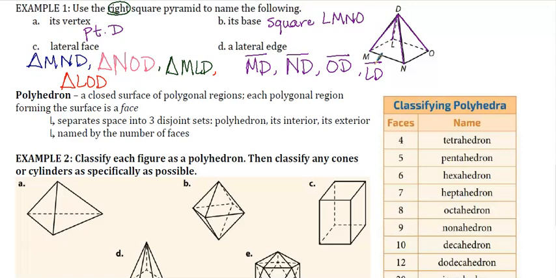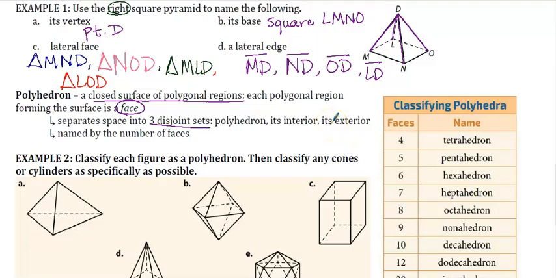All right, let's look at the definition of a polyhedron. A polyhedron is a closed surface of polygonal regions. So each polygonal region forming the surface is a face. So it's a closed surface of polygonal regions. Okay, so a polyhedron is, you can put a couple polygons together even. All right, again, it separates space into three disjoint sets. We should know this by now. We have the polyhedron itself, the interior, and the exterior.